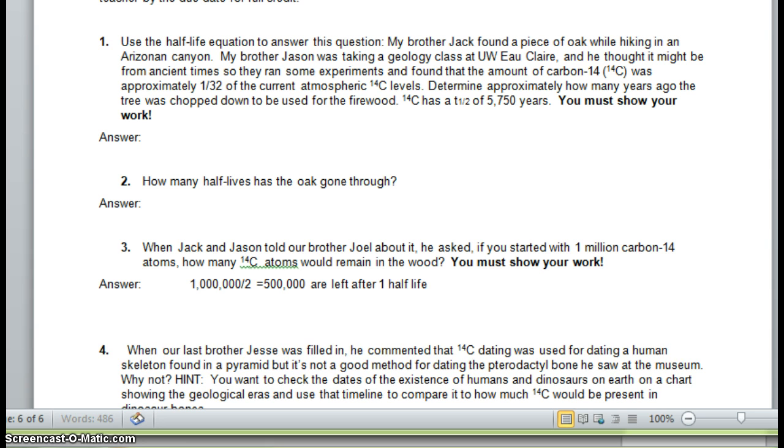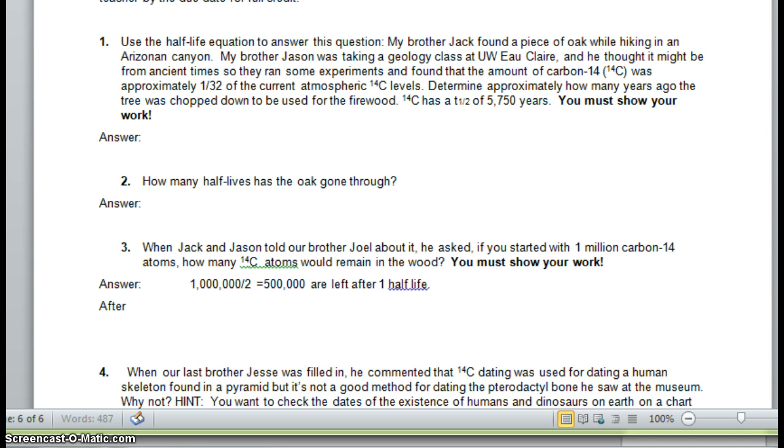after one half-life. Okay? After two half-lives, how many are left? Well, now we take the fact that there was 500,000, we divide it by 2, and we get 250,000. Okay, so go ahead and finish it up and get your answer for 3.